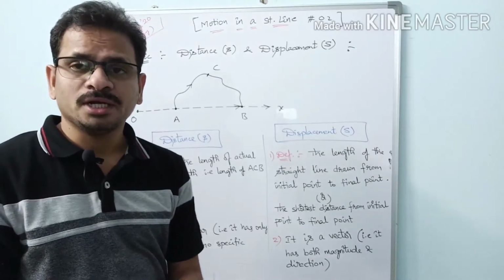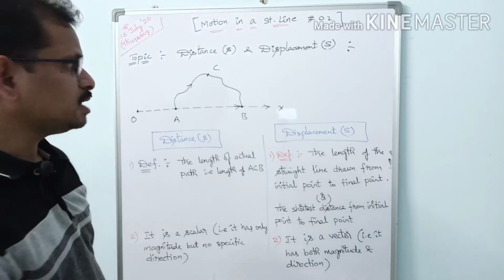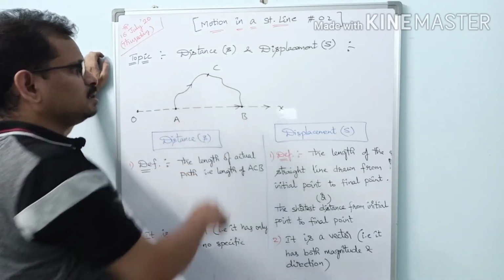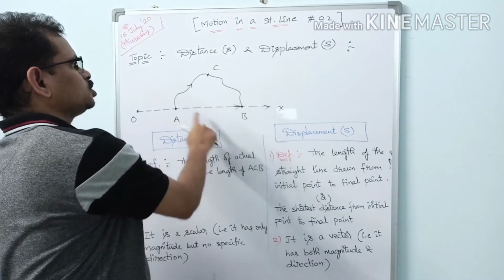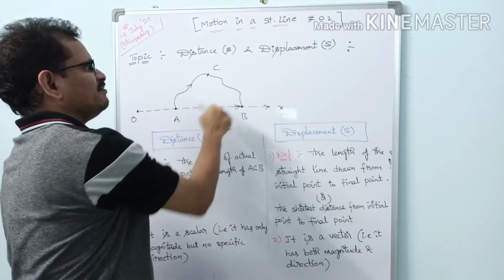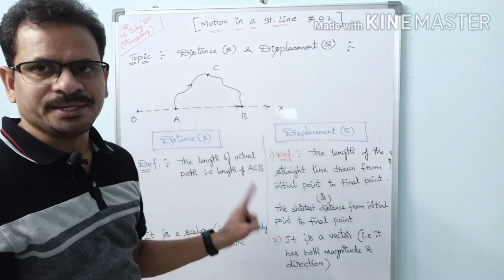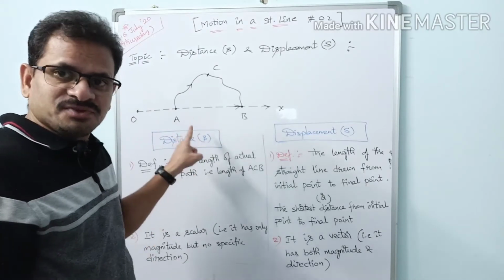What is a scalar quantity? It has only magnitude but no direction. So let us check the distance. What is the definition of distance? It is the length of the actual path. So this is the actual path, and this length has some value, so it has magnitude. What about direction? Is there any specific direction here?